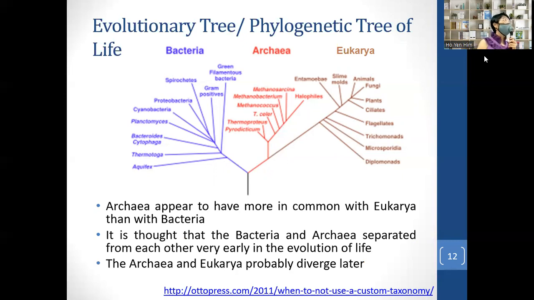Do you know what diverge means? They separate in their evolution, maybe due to what two types of speciation you have learned, allopatric speciation and sympatric speciation. That can cause them to be different.